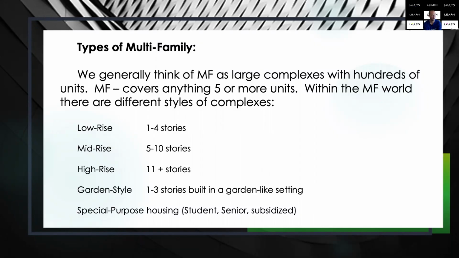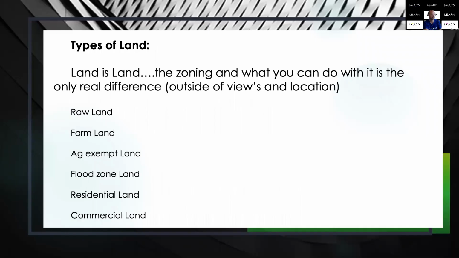So within the multifamily world, here are the different styles. You've got low rise, which is 1 to 4 stories, mid rise, 5 to 10 stories, and high rise, 11 plus. Remember, tall towers can be multifamily. There's one just built down the street, and it's like 20 towers, all multifamily, no condos. You have garden style, which is 1 to 3 stories built in a garden-like setting. And then you have special purpose housing, which is student, senior, or more subsidized, Section 8.